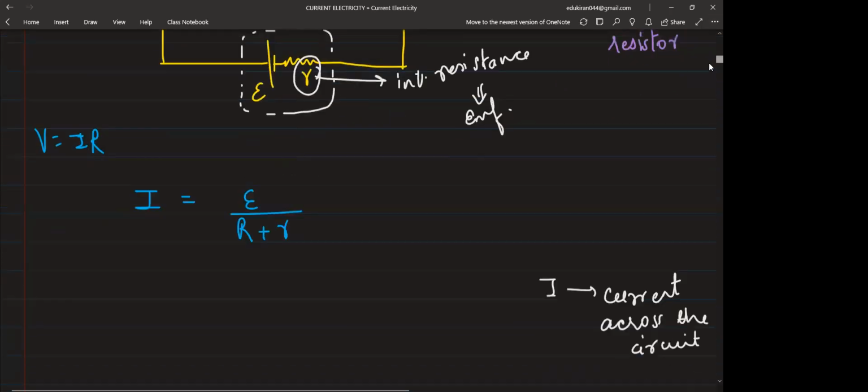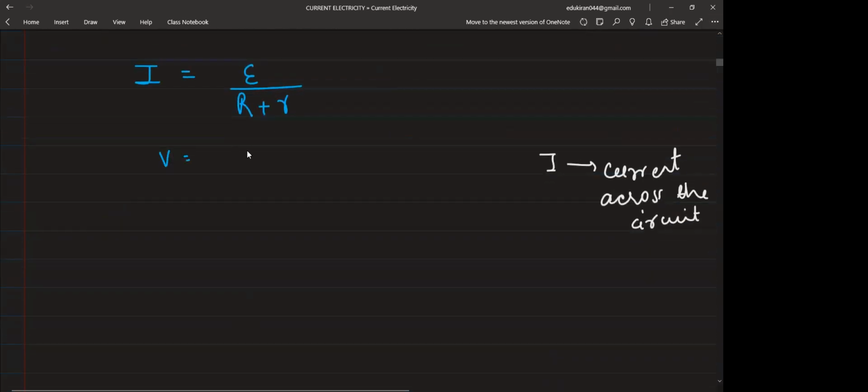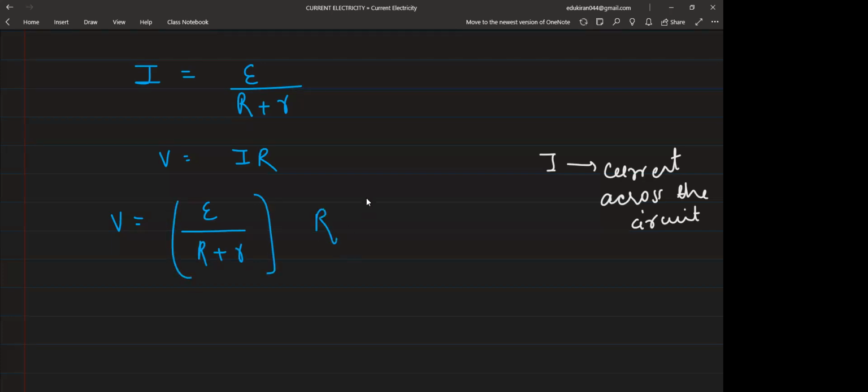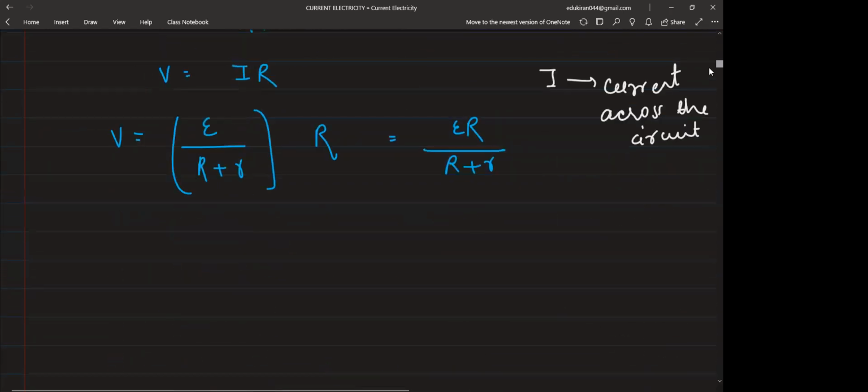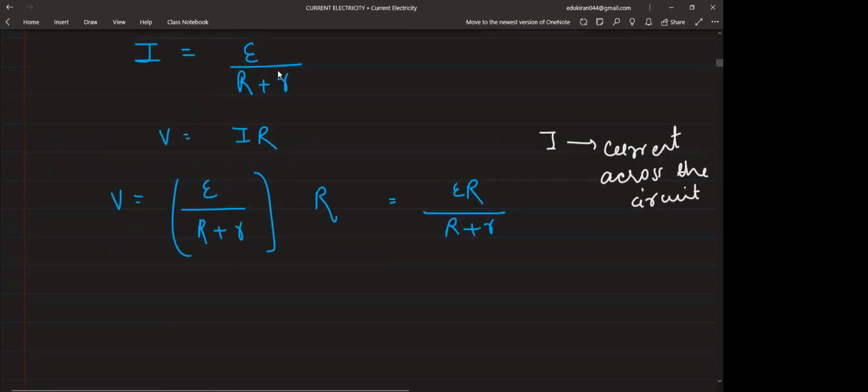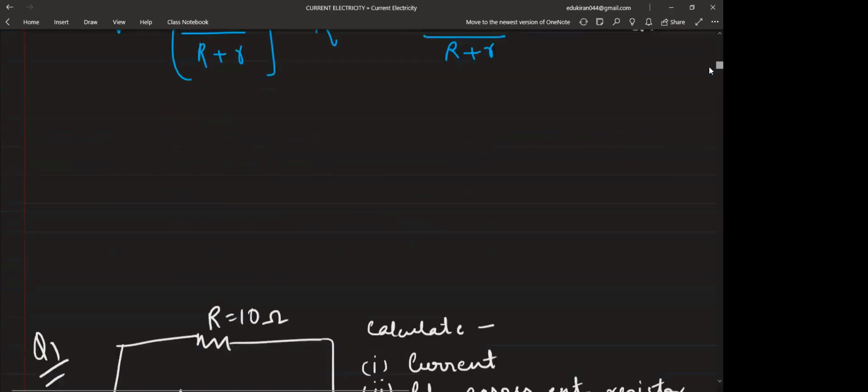Now, as I've told you, V is equal to IR. So if we have to calculate terminal potential difference, simply put the value of I and multiply it by R this way. No need to remember hectic formulas and lots of formulas for this purpose. Just remember the simple basic formula. What is I? I is the total current across the circuit. So this is the value of current, and this is the value of potential.